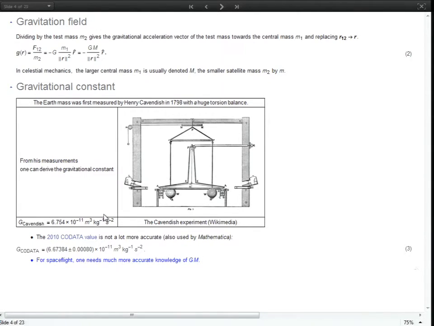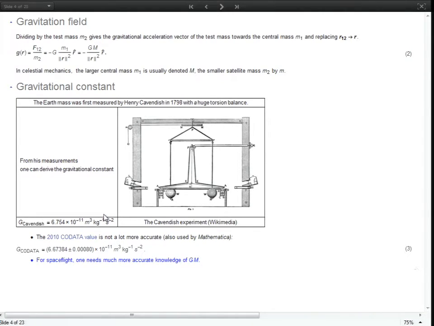A historic excursion on the gravitational constant. The Earth's mass was measured for the first time by the physicist Henry Cavendish in 1798, and he designed a whole building basically to house a torsion balance, which had test masses of about, I think, 500 kilos. So this is a nice drawing of the building which he erected.